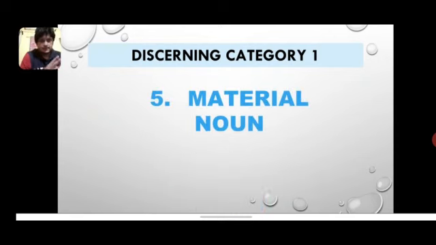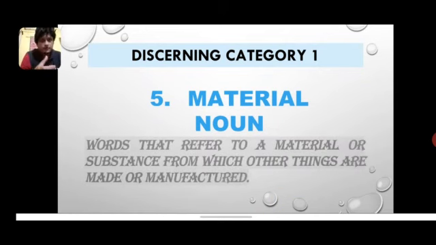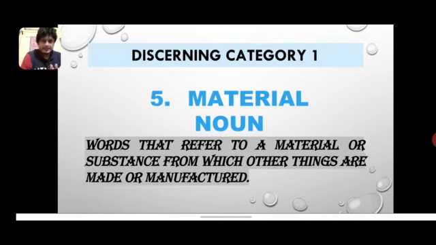Next up, the material noun. What is material? Anything that helps to manufacture or form some other thing is a material. And the word that identifies that material is called a material noun. So words that refer to a material or substance from which other things are shaped, molded, made, or manufactured are called material nouns.